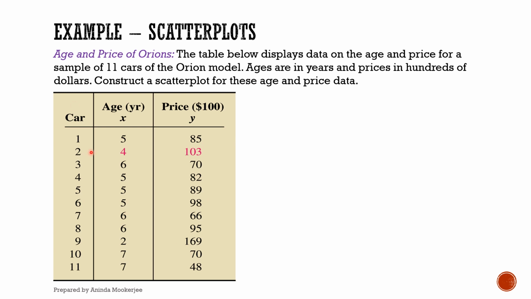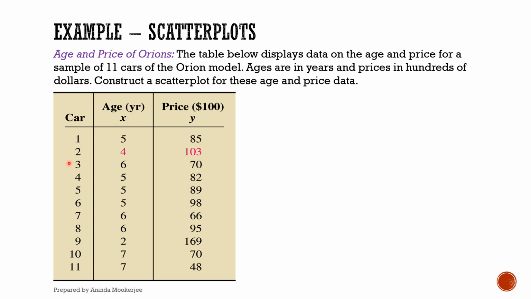Now here's an example study from our book. It's on age and price of Orions. Orion is a fictitiously named car model, and what they're trying to do here is, the table below displays data on the age and price for a sample of 11 cars of the Orion model. Ages are in years and prices in hundreds of dollars. Construct a scatter plot for these age and price data.